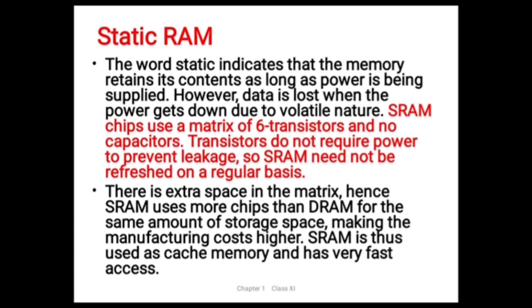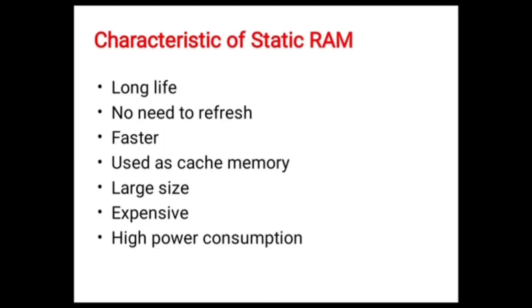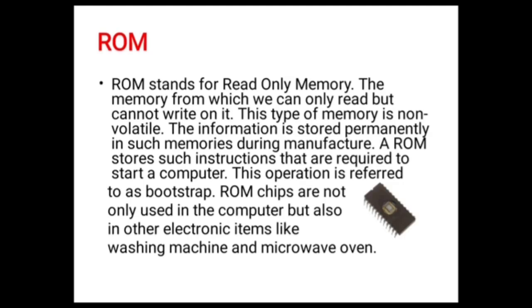There is an extra space in the matrix, hence the SRAM uses more chip area than DRAM. Obviously, we need to install many matrices, so the space or chips required in SRAM is often higher compared to DRAM. SRAM is thus also used as cache memory, and it is very fast. Here are some characteristics of static RAM: long life, faster, larger size, expensive, higher power consumption.